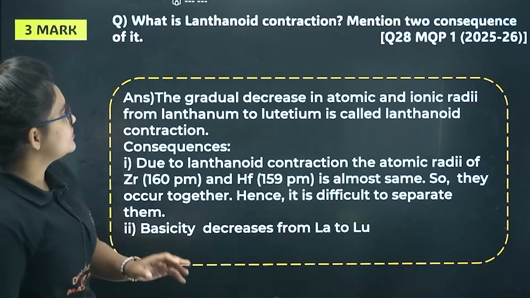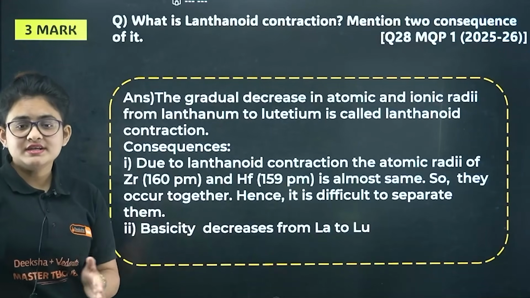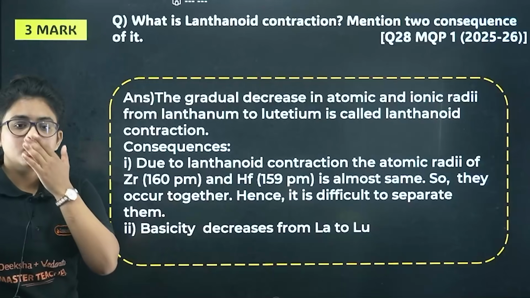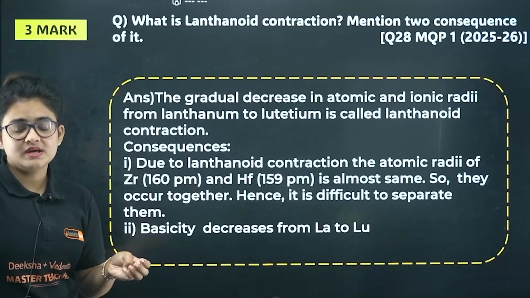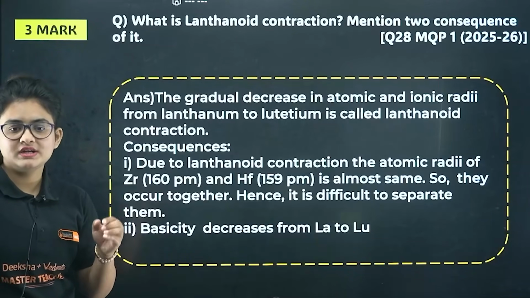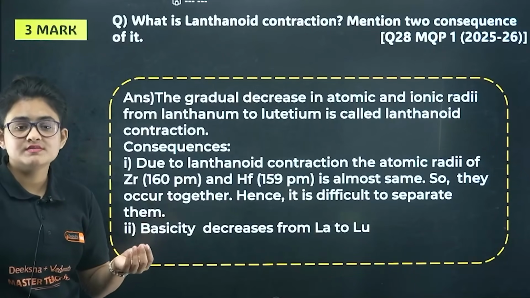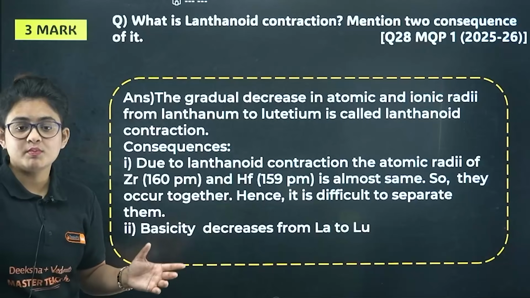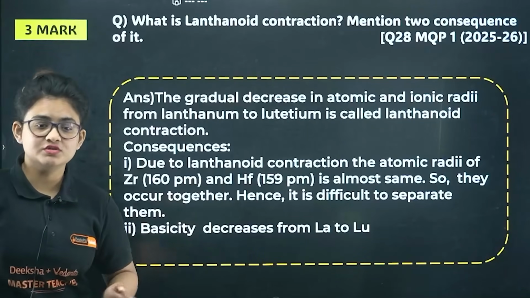What is lanthanide contraction? Mention two consequences of it. That is basically the gradual decrease in the atomic and ionic radii from lanthanum to lutetium. So what are the consequences? It becomes very difficult to separate the elements of 3d and 4d, like zirconium and hafnium, from their ore, because of the same chemical and physical properties. Another one you can take: the basicity decreases from lanthanum to lutetium.